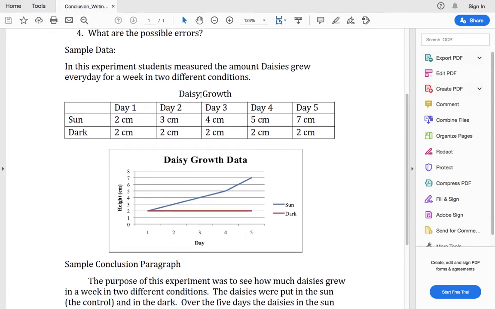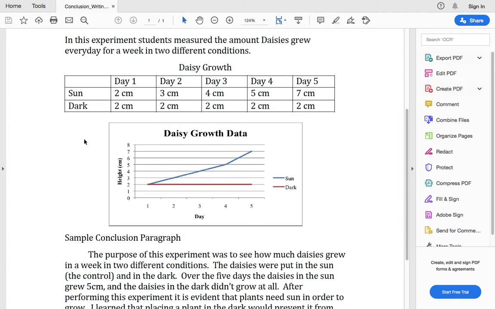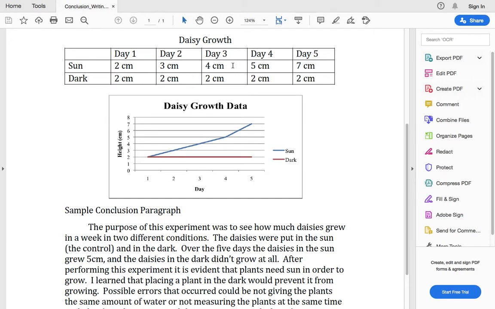So here's an example. This is some sample data of an experiment. Students measured how much daisies grew every day for a week in 2 different conditions. And here you have a chart that shows you what happened. You have the growth of these daisies over 5 days on the top, and then the 2 conditions. In one, the daisies were given sun, and in the other there was no sun, it was dark. And then here you have your results from day 1 through day 5.